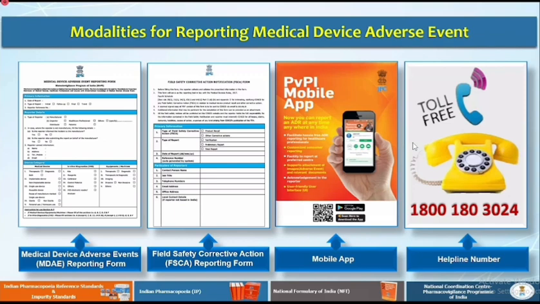Third, we have a mobile application that you can easily download from the Google Play Store. This application is the same to report drugs and devices. Fourth, we have the toll-free helpline number, 1800-180-3024. Here at IPC, we have a team at the helpline facility. On behalf of the consumer, or the patient also, they fill the reporting form and send it to the concerned department.